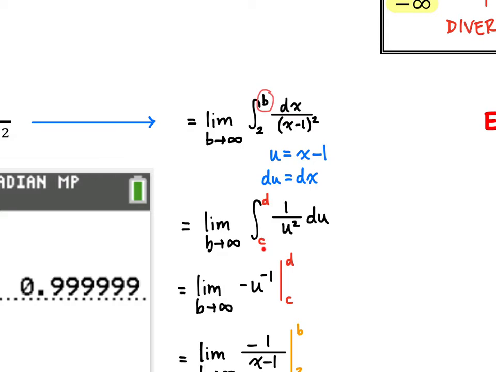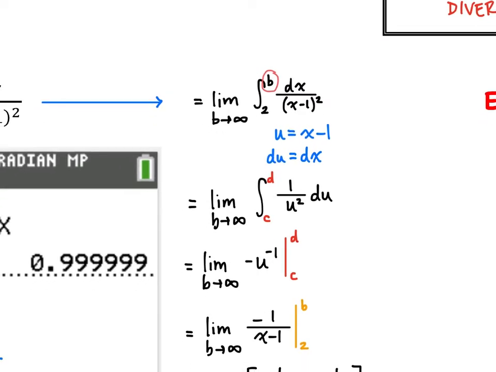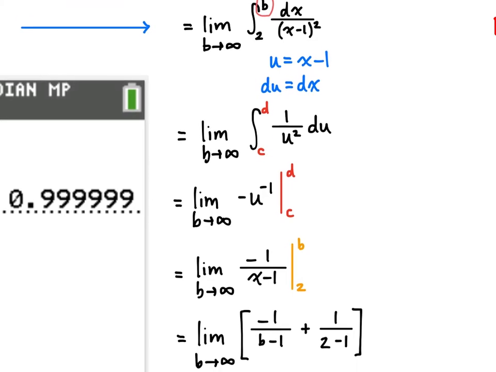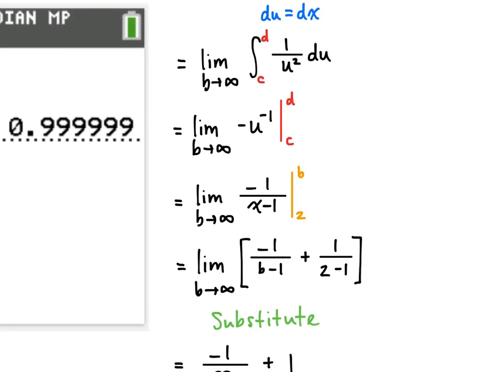Now notice, since we have that u substitution, I'm changing my limits, and we have the integral of 1 over u squared. We can integrate this, right? And we, again, still have the limit as b approaches infinity of negative u to the negative 1, still from c to d, but now we're substituting back in, and now I'm changing my limits. So now we can go ahead and evaluate the integral, okay? So now we've evaluated the integral.